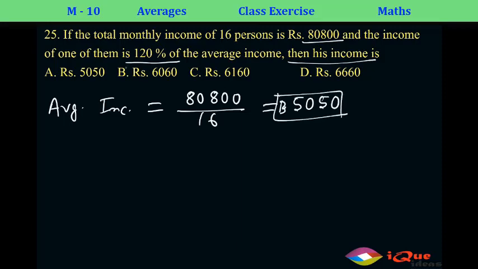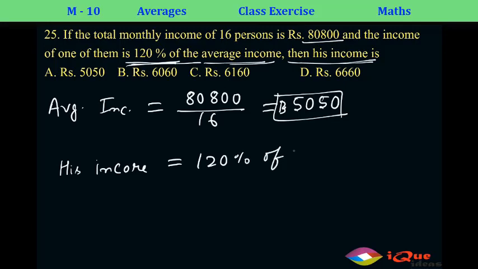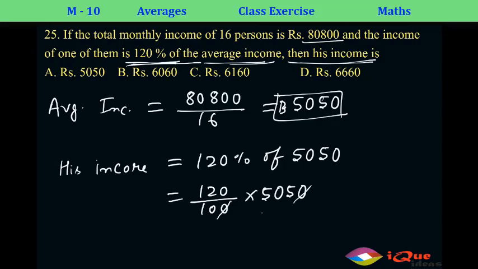Now one of them has 120% of the average income. So that specific person's income will be equal to 120% of 5050. So it's a simple calculation. We will have 120 by 100 into 5050. Right? So the 00 cancels, 00 cancels. If you multiply 12 by 5, it is 60. So it is 6060 rupees. So that particular person's income is 6060, which is B option. That is the correct answer.